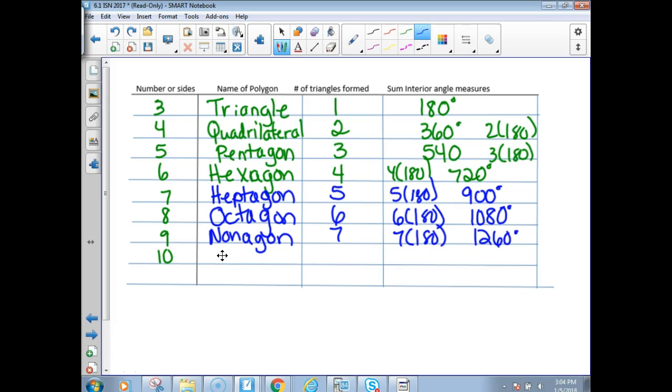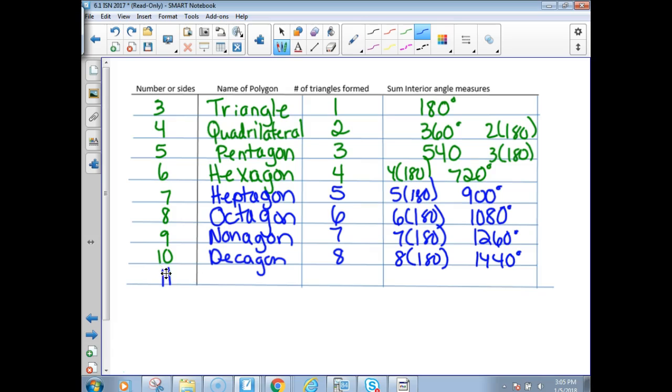Sorry. And you guys know 10-sided was decagon. Okay, and it would form 8 triangles. 8 times 180 is 1,440. All right, now we're going to do a generalization. Here's where we're going to put our formula. We did talk about 11-sided figure is undecagon and 12 dodecagon, but I expected you to know dodecagon.